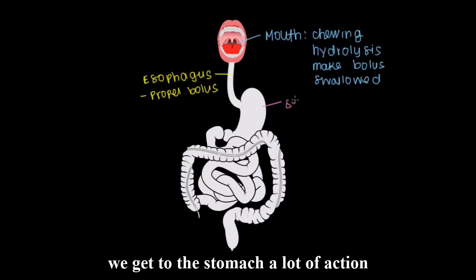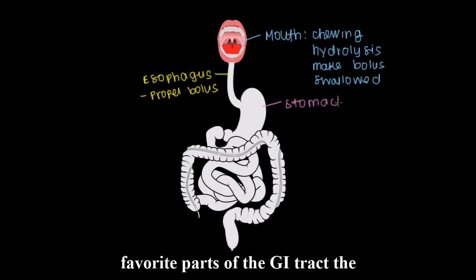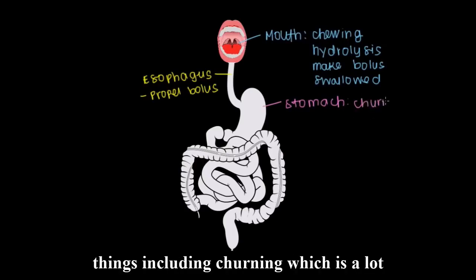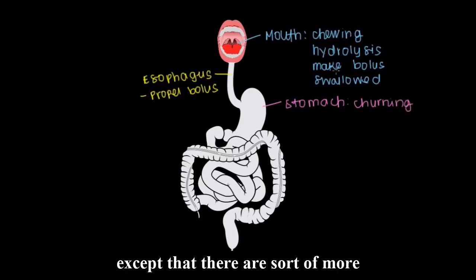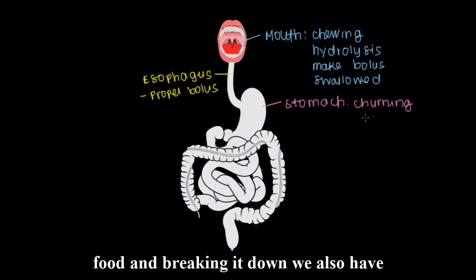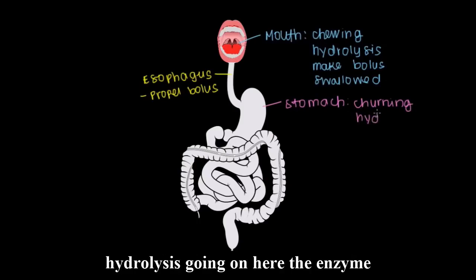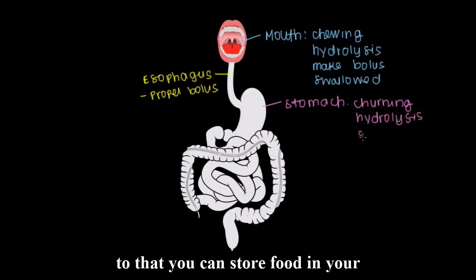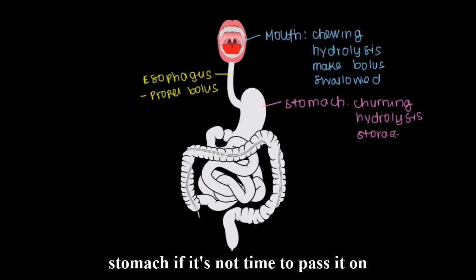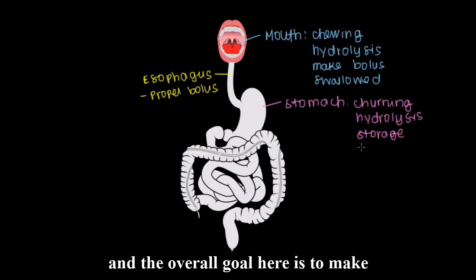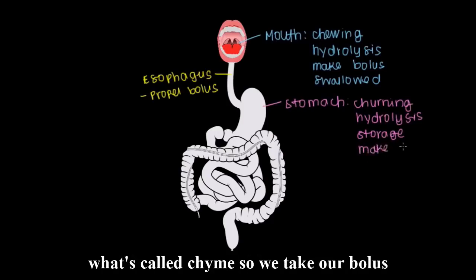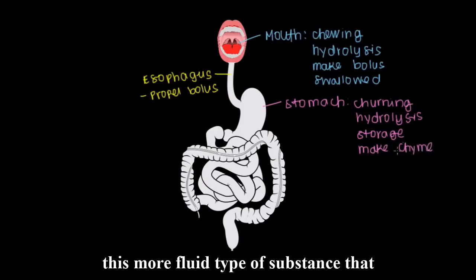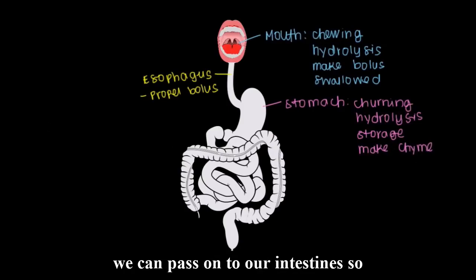Now we get to the stomach. A lot of action going on in the stomach. One of my favorite parts of the GI tract. The stomach is responsible for multiple things, including churning, which is a lot like chewing, except that there are more dimensions of contraction affecting the food and breaking it down. We also have hydrolysis going on here, the enzyme-assisted breakdown of food. In addition to that, you can store food in your stomach if it's not time to pass it on to the next component of your GI tract. And the overall goal here is to make what's called chyme. So we take our bolus and we sort of melt it down into this more fluid type of substance that we can pass on to our intestines.